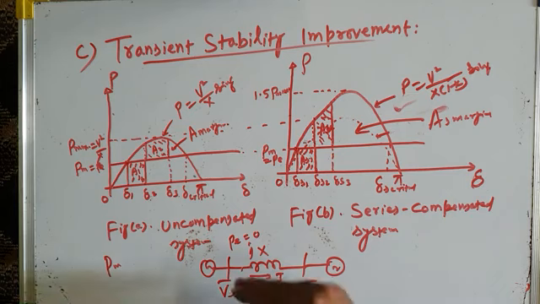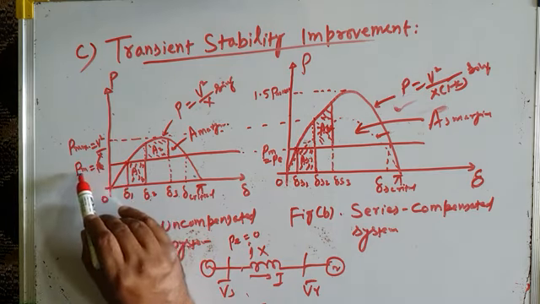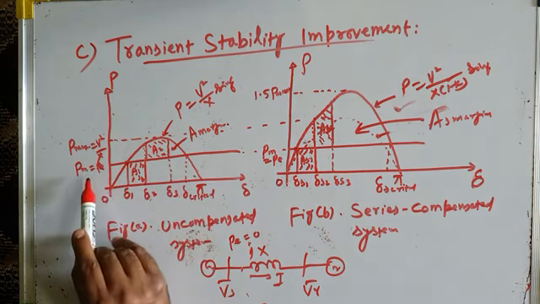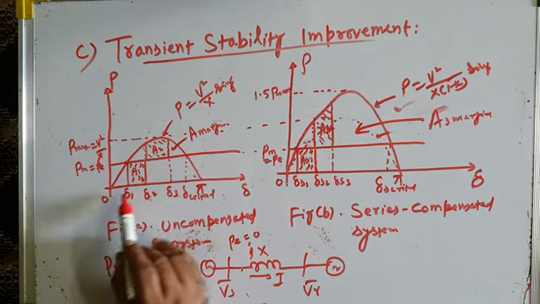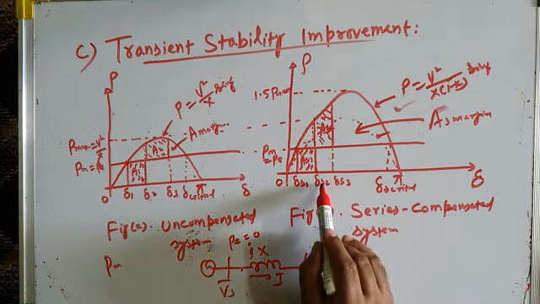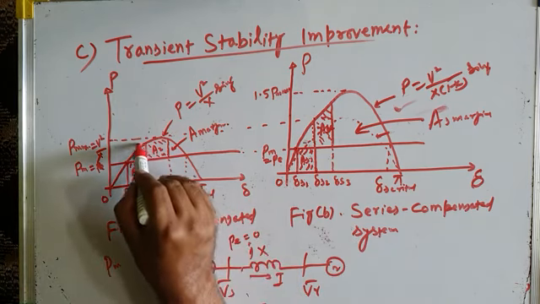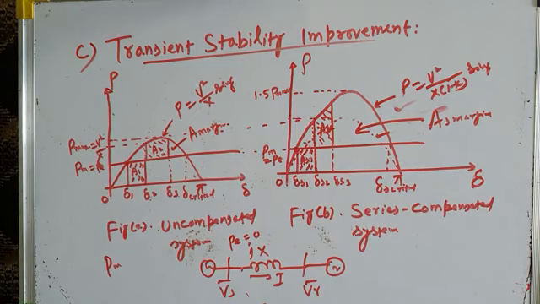When the fault is cleared, the transmission line again gets connected to the system and it starts transferring power. Now the question is, how much power will it transfer? Will it transfer PE equal to PM or higher? No, it will not transmit PE. It will transmit this much, because it's not operating now at delta 1, it's operating at delta 2, or in this case delta S2. So it will transmit this much power. In this case also it will transmit higher power.